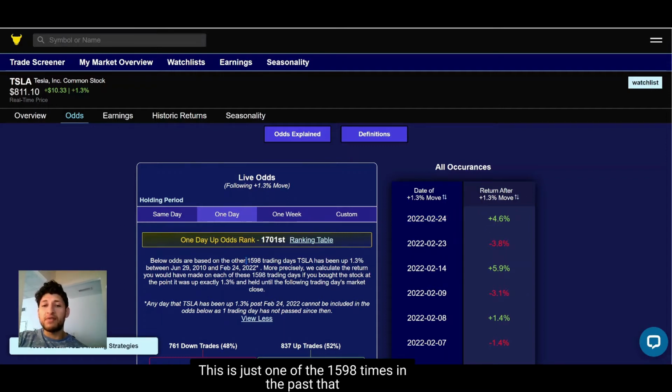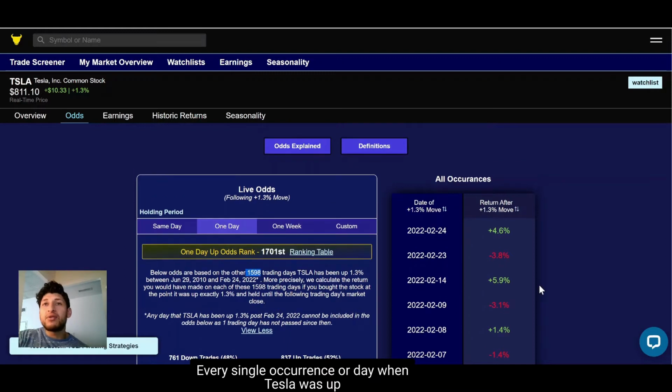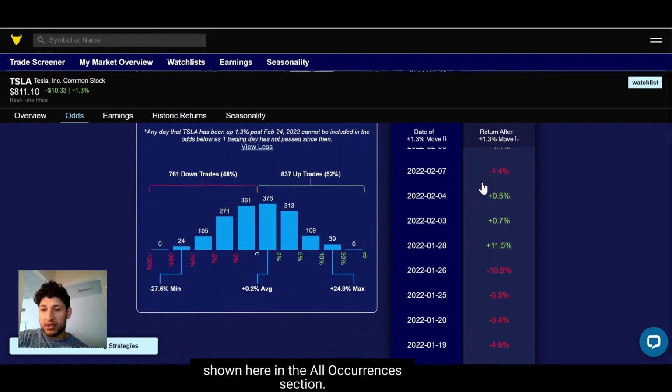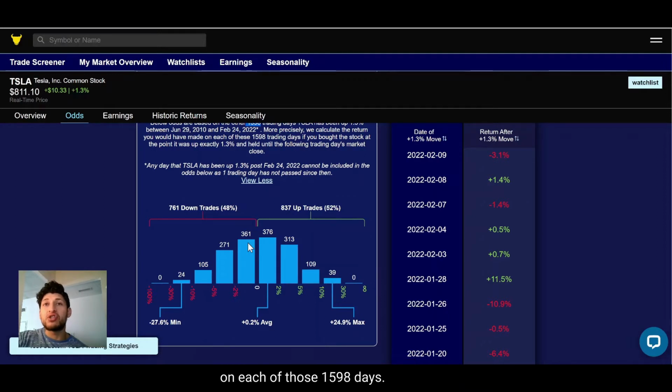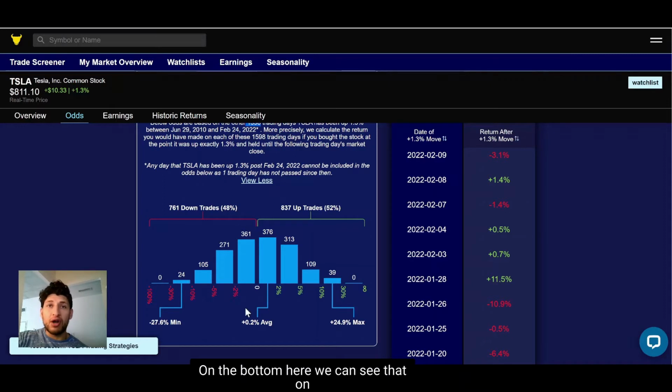This is just one of the 1,598 times in the past that Tesla has been up 1.3% at some point during a trading day. Every single occurrence or day when Tesla was up 1.3% at some point during a trading day is shown here in the All Occurrences section. The graph below summarizes the returns you would have earned if you made the same trade on each of those 1,598 days. On the bottom here, we can see that on average, you would have made up 0.2% return.